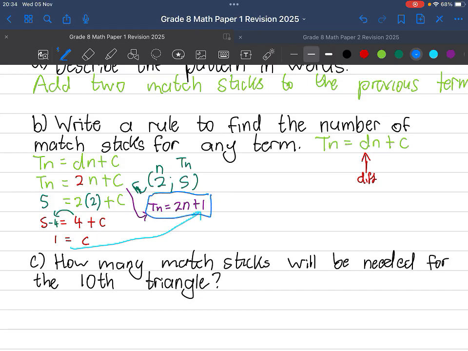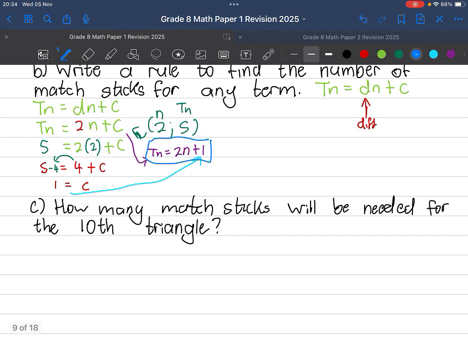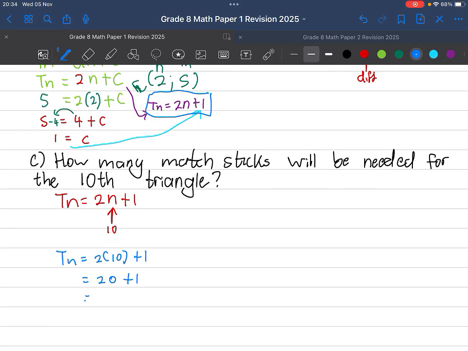How many matchsticks will be used for the 10th triangle? So here, now that we have our rule, Tn is equal to 2n plus 1. The 10th triangle is simply meaning the nth triangle. So we just sub in 10 over here. So Tn equals 2 into 10 plus 1, which is 20 plus 1, which is 21 matchsticks.